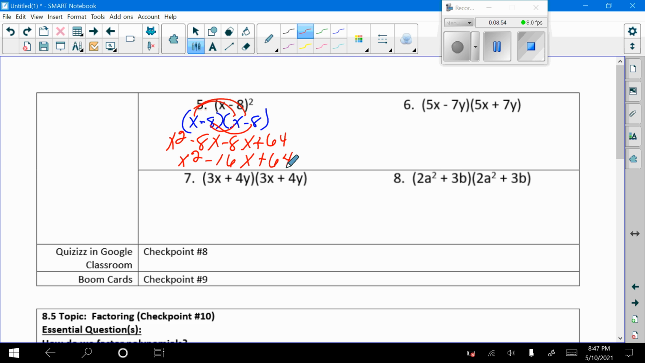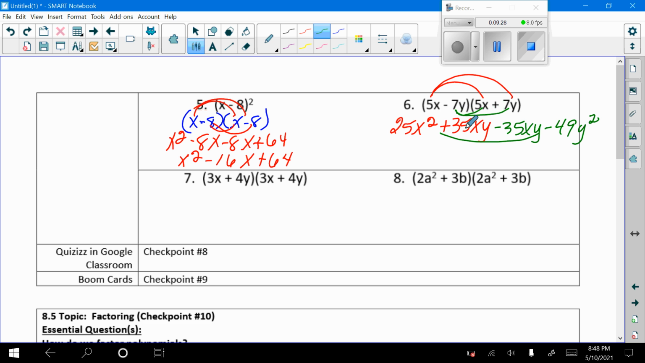You can pause me at any time, try them on your own, and then come back. So 5x times 5x is 25x squared. 5x times 7y is positive 35xy. Negative 7y times 5x. You always go in alphabetical order, so it is going to be negative 35xy. And negative 7 times 7 is negative 49y squared.